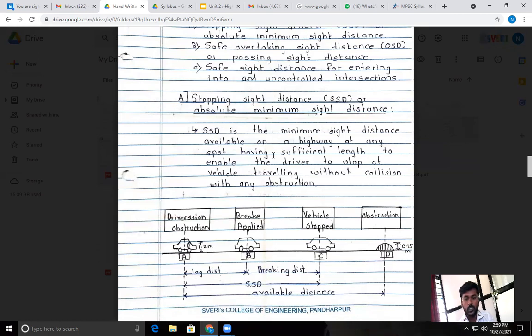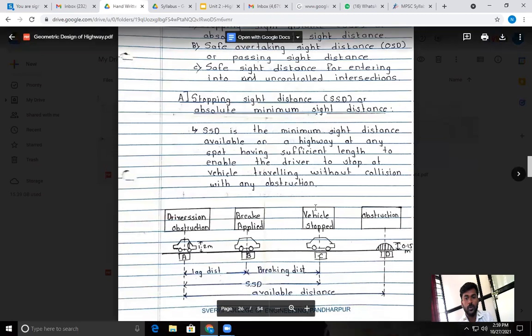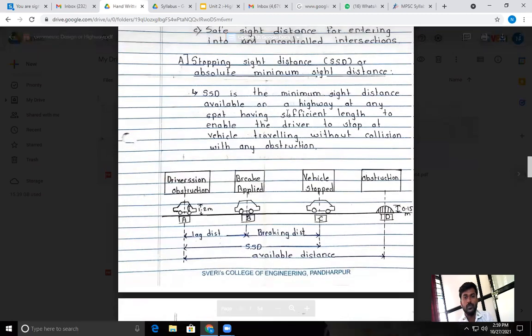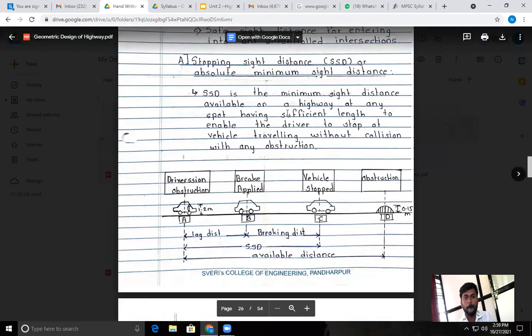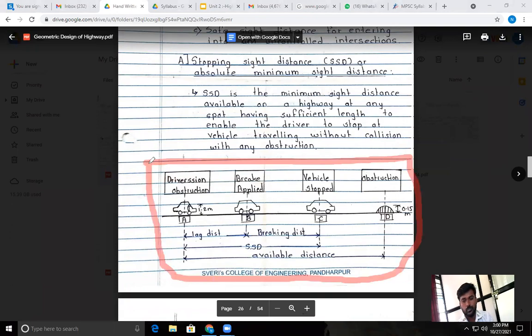Okay, draw this figure. Everyone, please draw this figure of SSD, that is stopping sight distance.